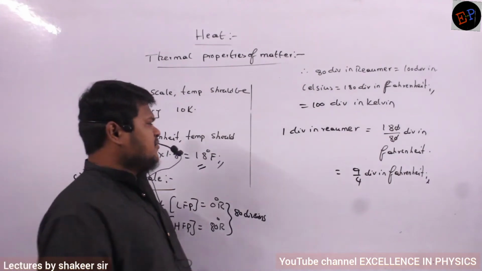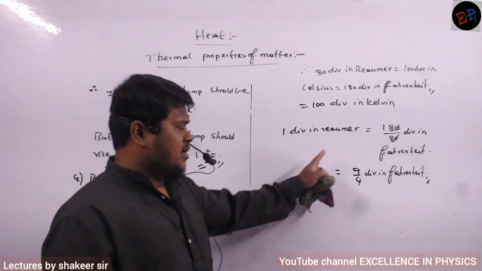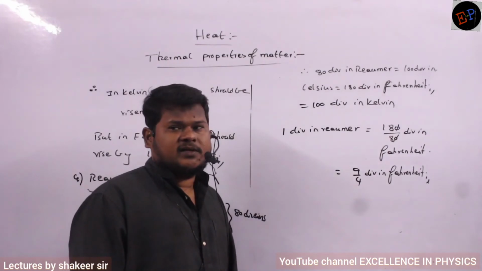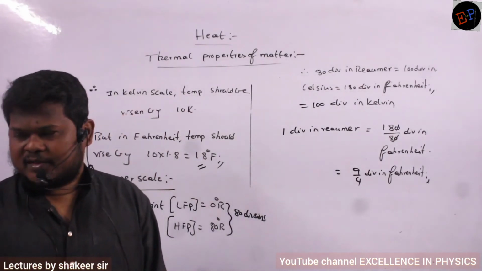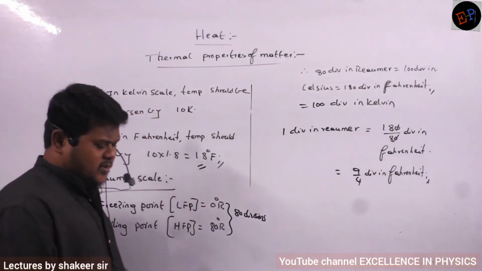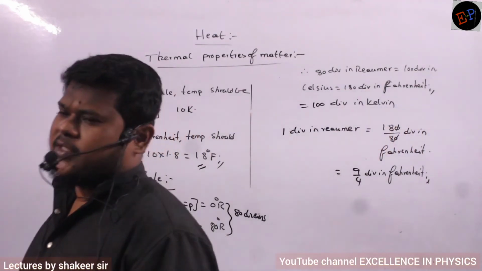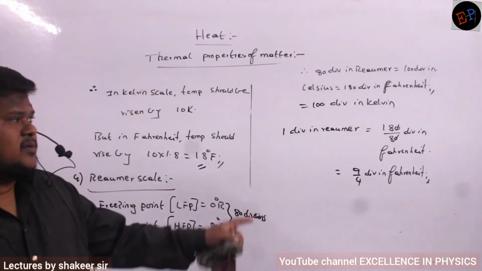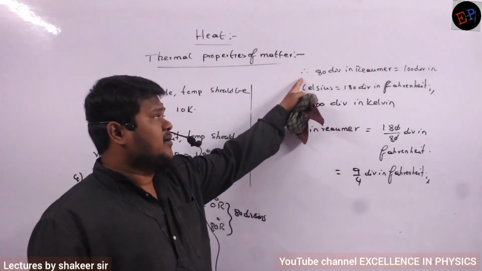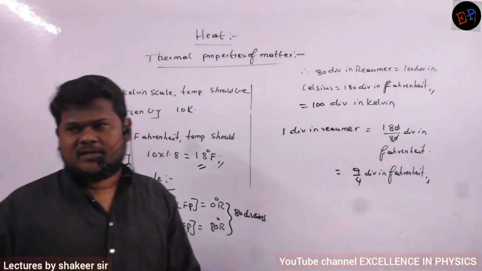Understood? So therefore if 10 degrees should be risen in Reamer, then how many degrees should be risen in Fahrenheit? 9 by 4 into 10, that is 90 by 4, 45 by 2. 22.5 degrees should be risen in Fahrenheit scale. Are you able to understand? Like this you can go on doing any number of calculations. So you have to remember the lower fixed points and higher fixed points of all the scales. Then you can convert the change in temperature in any scale to any scale. So this is the conclusion of the total information which we have studied until now. 80 divisions in Reamer is equal to 100 divisions in Celsius, is equal to 180 divisions in Fahrenheit, is equal to 100 divisions in Kelvin.